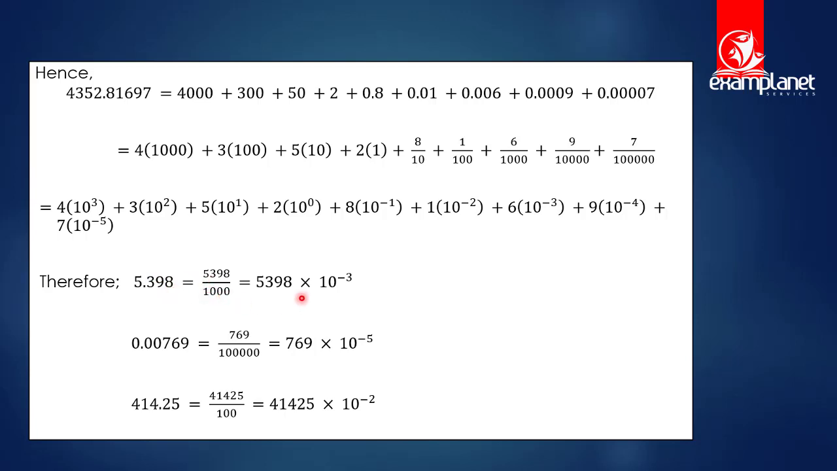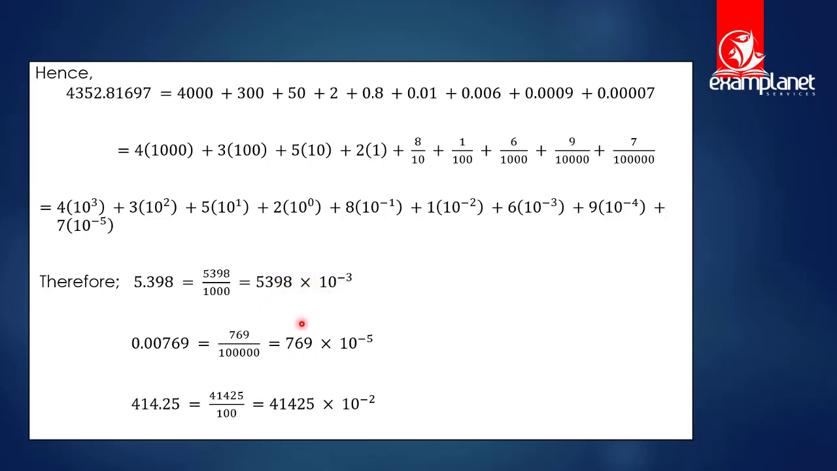And therefore, you can write it as 5398 times, and over 1,000 means 10 to the power minus 3. So this number is written as 5398 times 10 to the power minus 3.